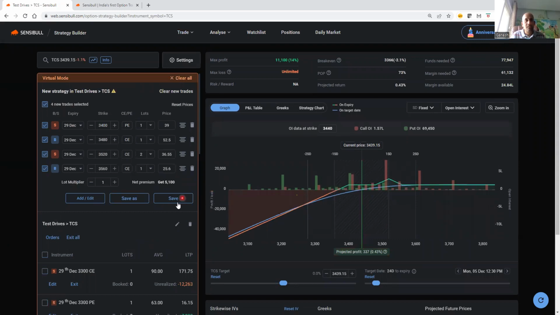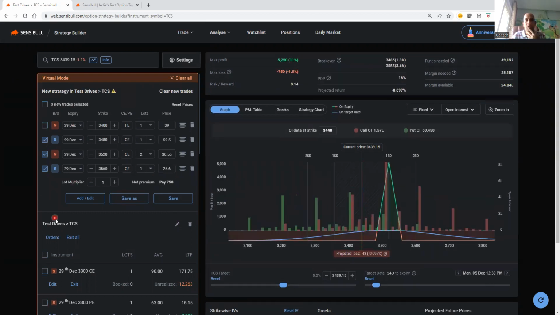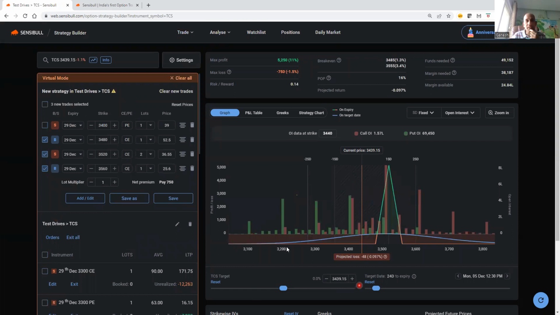See, this adjustment, you are not paying. You are still getting back another 5,000. This is a credit strategy. You are adding a put, selling one put, and on top of that, you are adding a call butterfly. If you want to see the call butterfly alone here, you are just paying 750 rupees for it. By paying 750 rupees, you are getting more break even.